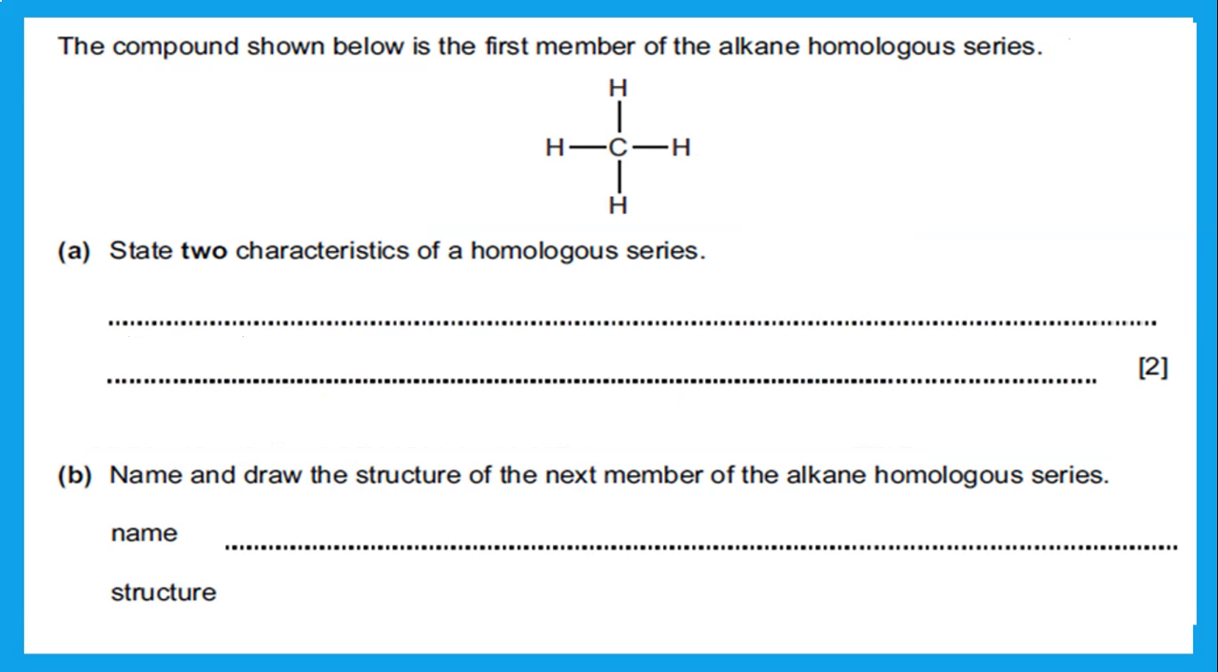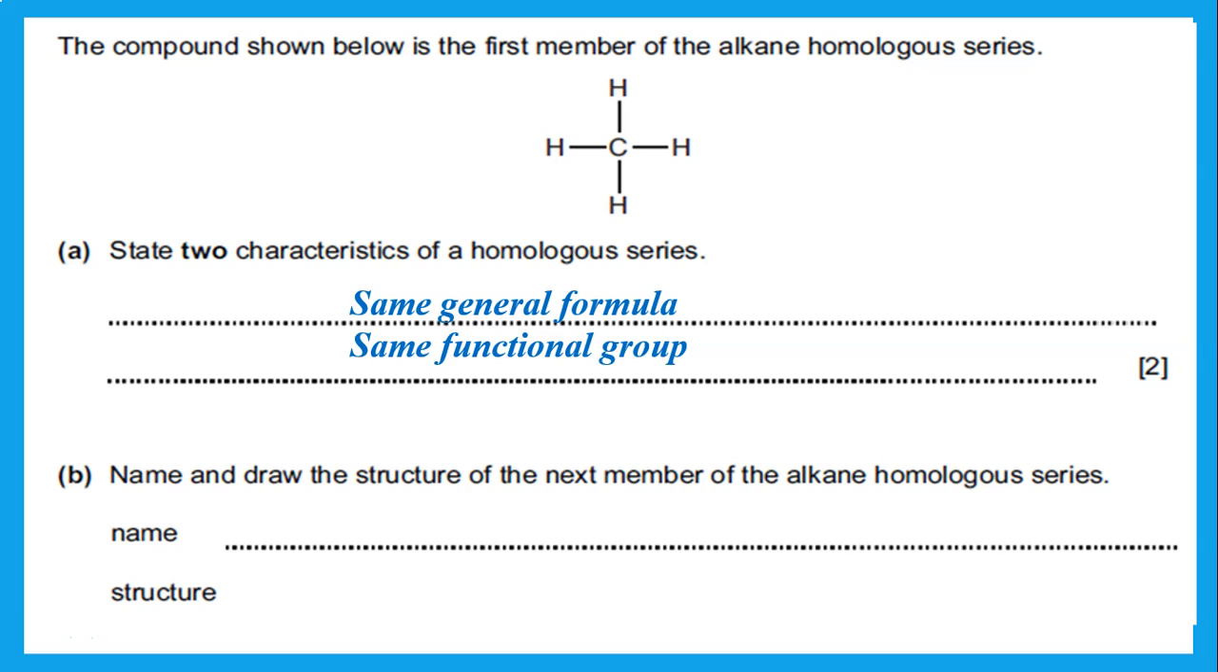The compound shown is the first member of alkane. State 2 characteristics of a homologous series. We said, what is meant by homologous series? It's a group of organic compounds having the same what? Having the same general formula and the same functional group.